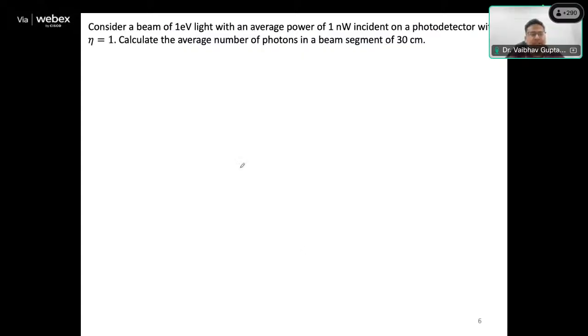Now let's consider a laser, and the light is coming from the laser in terms of photons, and that's a 1 eV light. So energy is given, and a detector is there, and 1 nanowatt of light is incident on this detector, and the detector has 100% quantum efficiency. Whatever number of photons is incident, all the photons are getting converted into current. Now the question is, how many average number of photons are there in a beam segment of 30 centimeters? Up to now I just gave you directly the number of photons, but here we will try to calculate how many photons there will be in this given question.